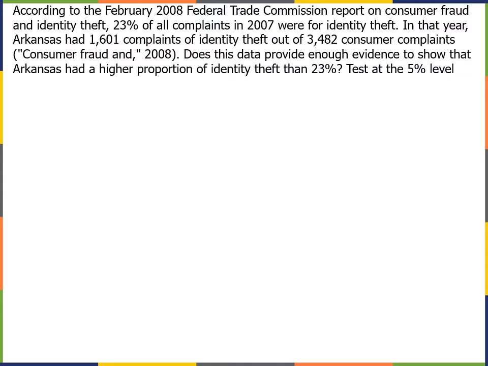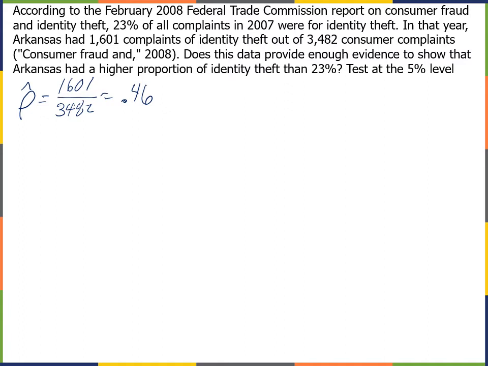Now let's look at it. As far as the proportion from the sample from Arkansas, the sample proportion, is 1,601 complaints out of the 3,482. If I do that computation, I get 0.46, which is 46%. So from this sample, 46% of all the complaints were for identity theft.